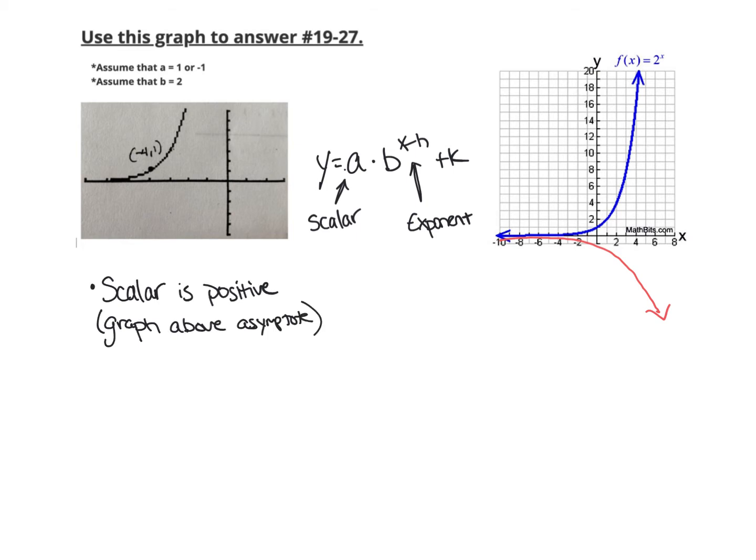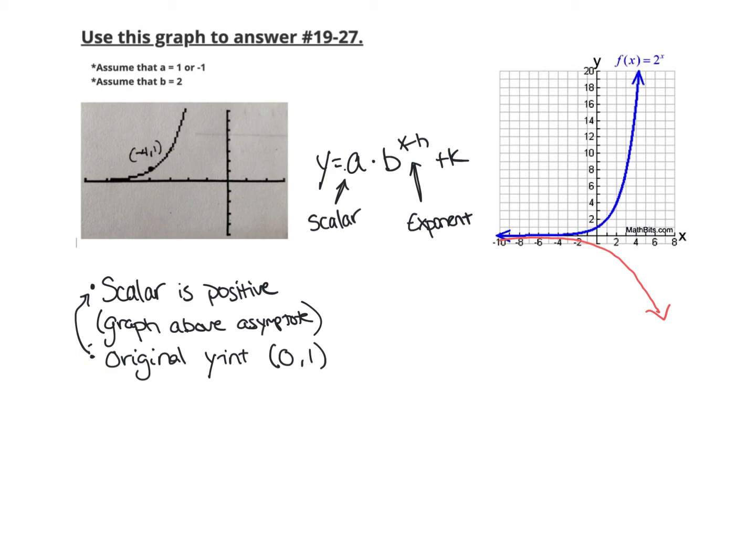The graph is above the asymptote, which also means that if we were to ask what was the original y-intercept for this graph, well, the original y-intercept was up here on our positive y-axis as opposed to down here with our negative y-axis. So our previous y-intercept is right here at 0, 1. So the original y-intercept was 0, 1, and we know that because our scalar is positive. Those are kind of connected in that way.